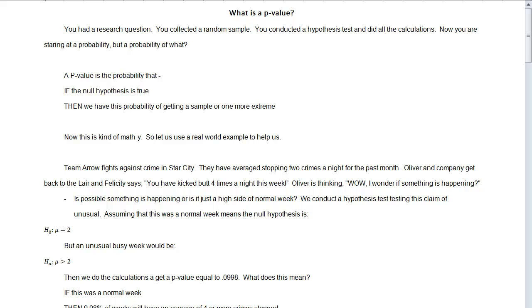And today what I'd like to talk about is what is a p-value, okay? A lot of misconceptions about what a p-value is and is not, and why we use certain language. So I want to address that today.